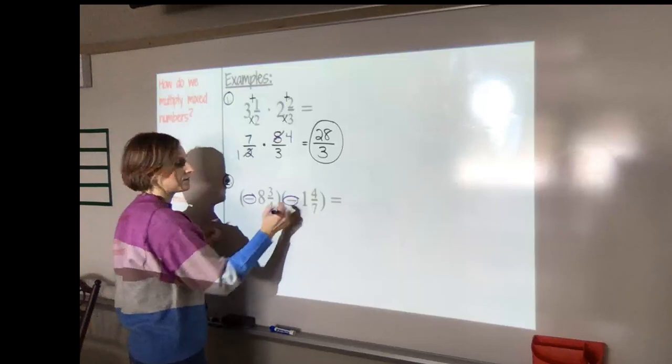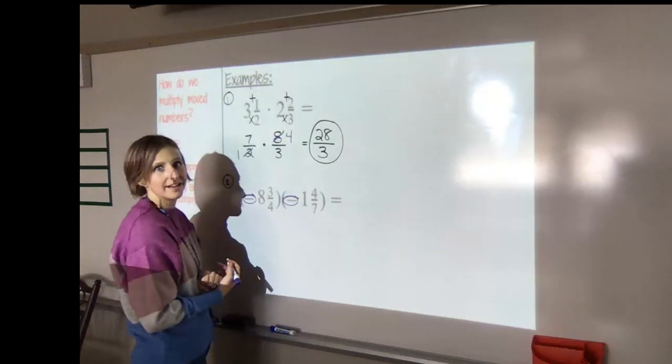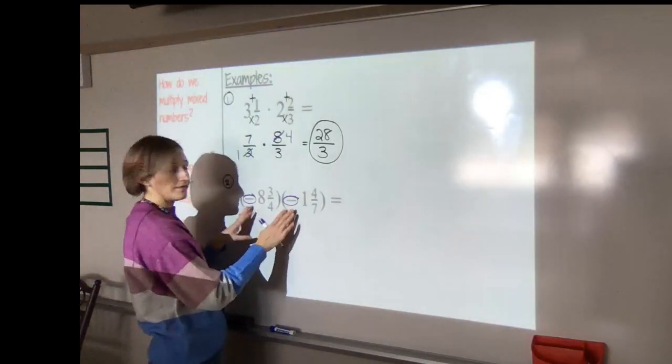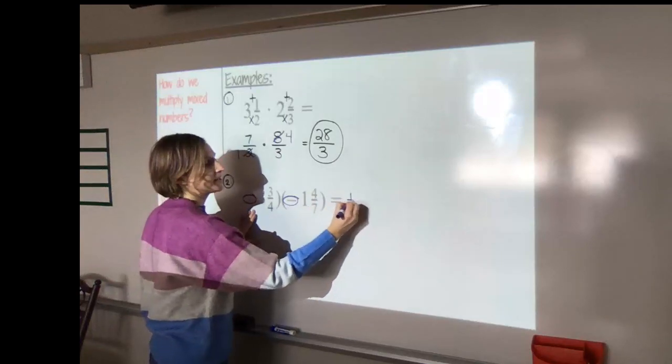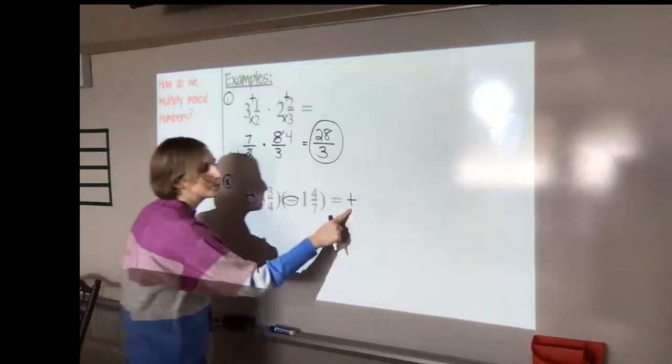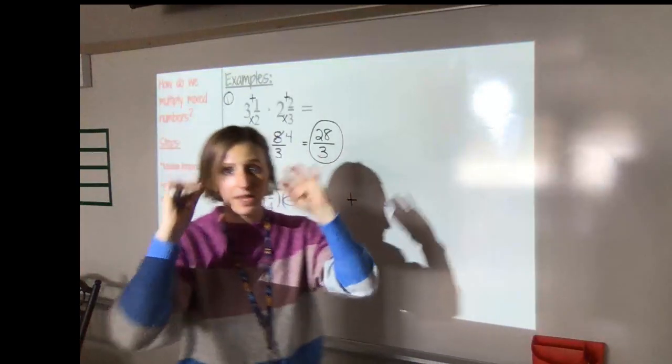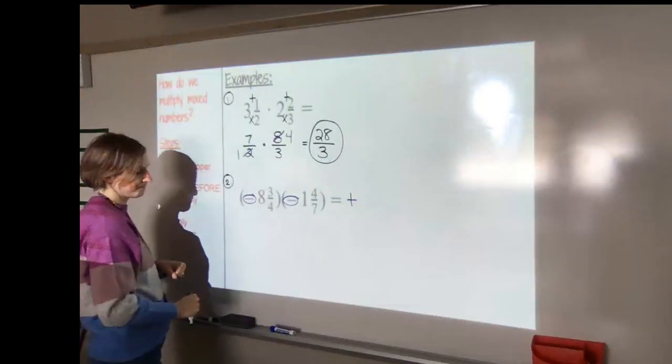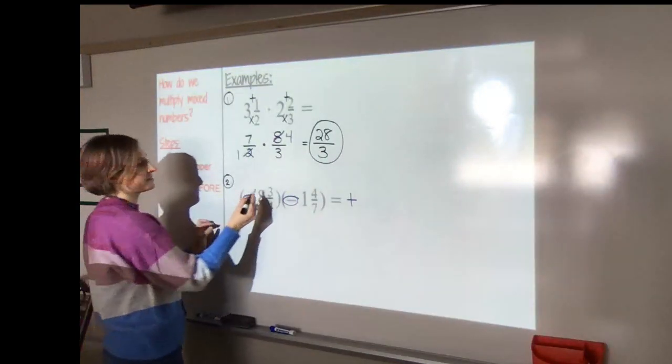I'm going to ask myself, do the signs of these numbers agree? They do. They're both negative. They agree. So that means my product is going to be positive. I'm going to put a plus over there to help remind myself that I've already looked at that. Next, I'm going to do the Texas.